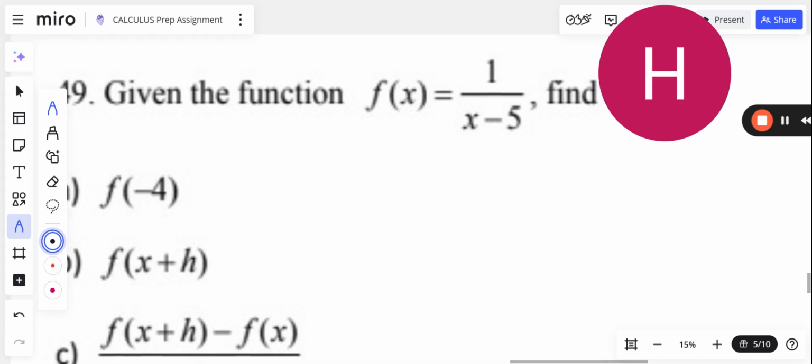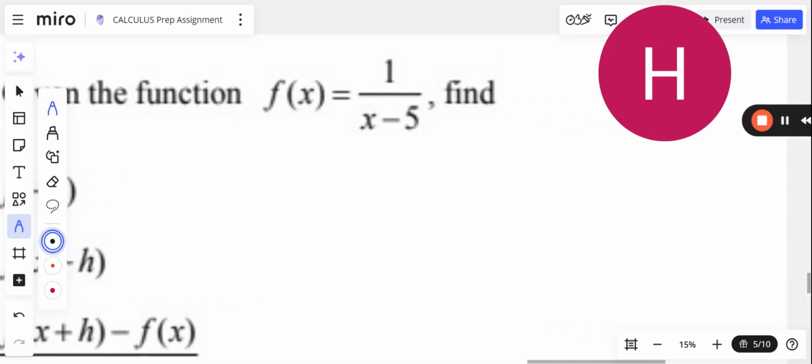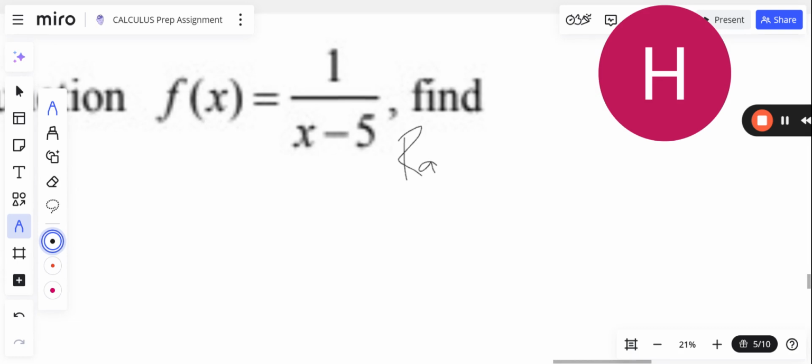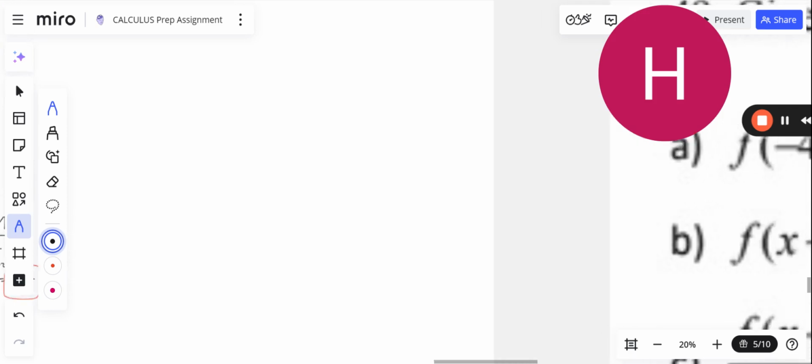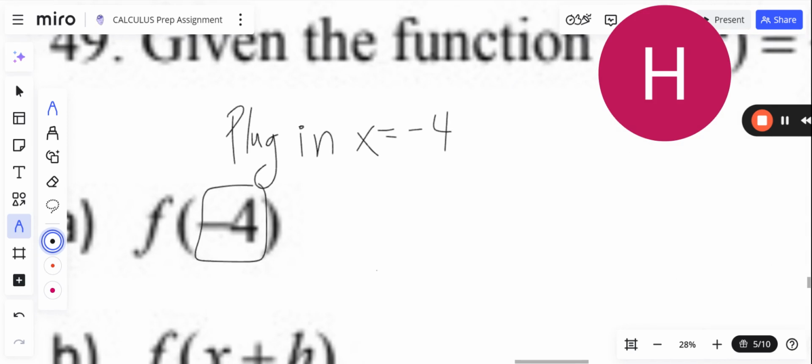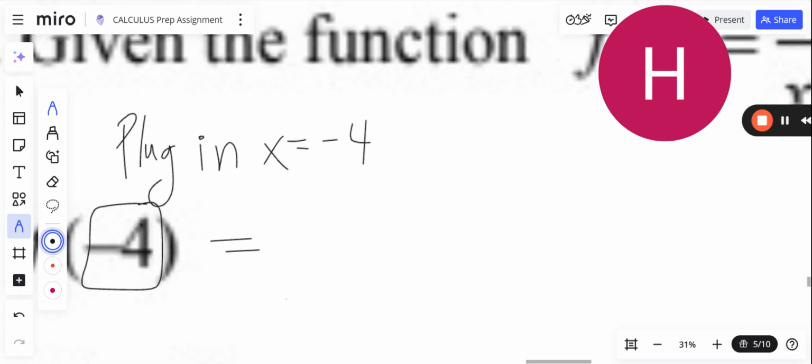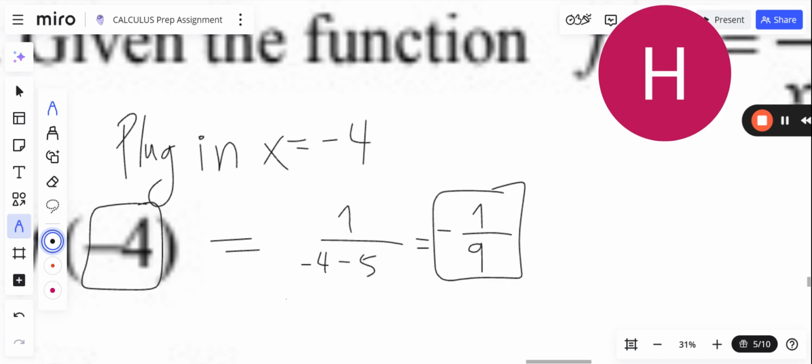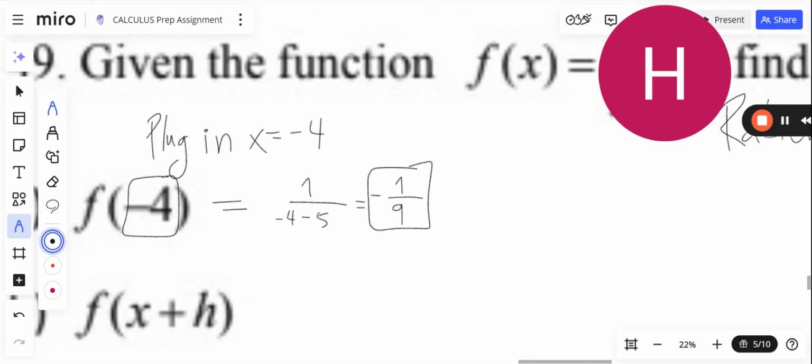Let's give this a go. Given this function, which is a rational function, first we just want to find f of -4, which simply means plug in -4, right? This is the input, -4, input of the function. So this is going to give us 1 over -4 minus 5, or -1/9. You could also put 1 over -9. It's the same thing. Very simple there.